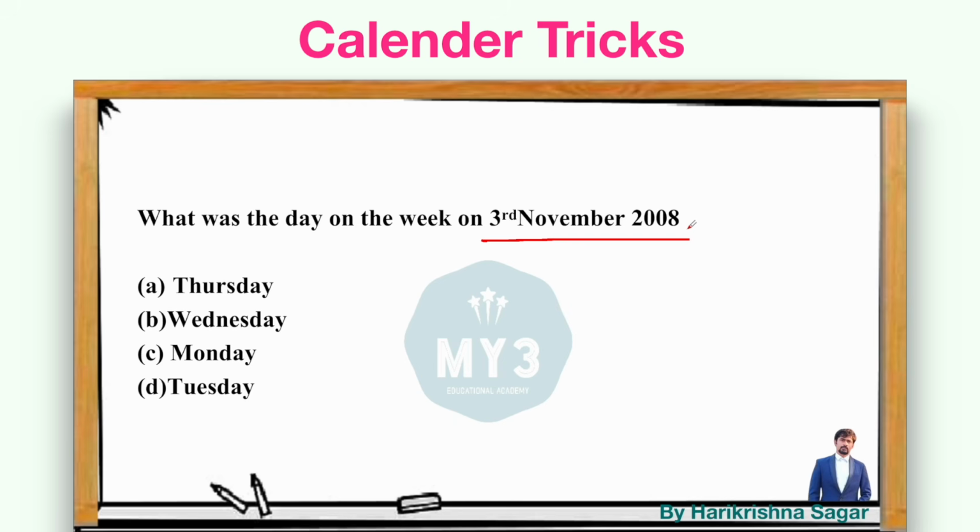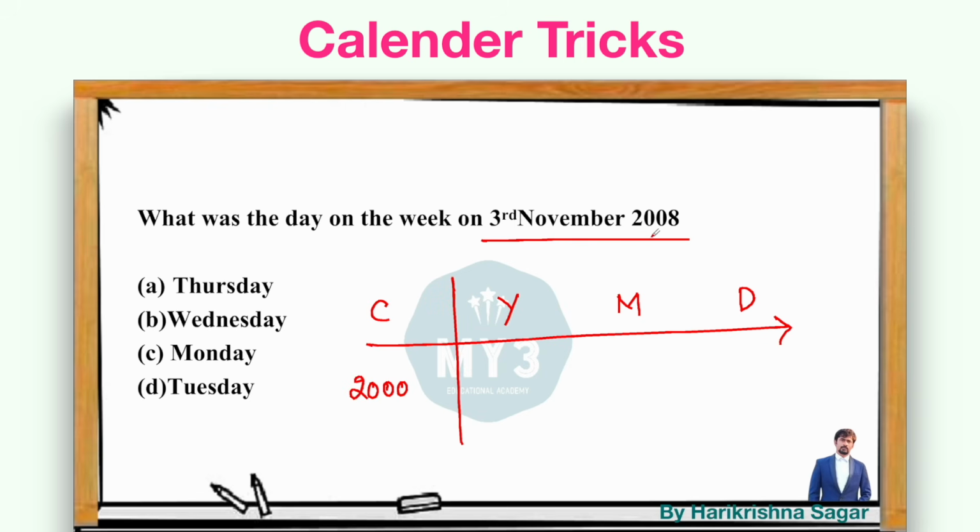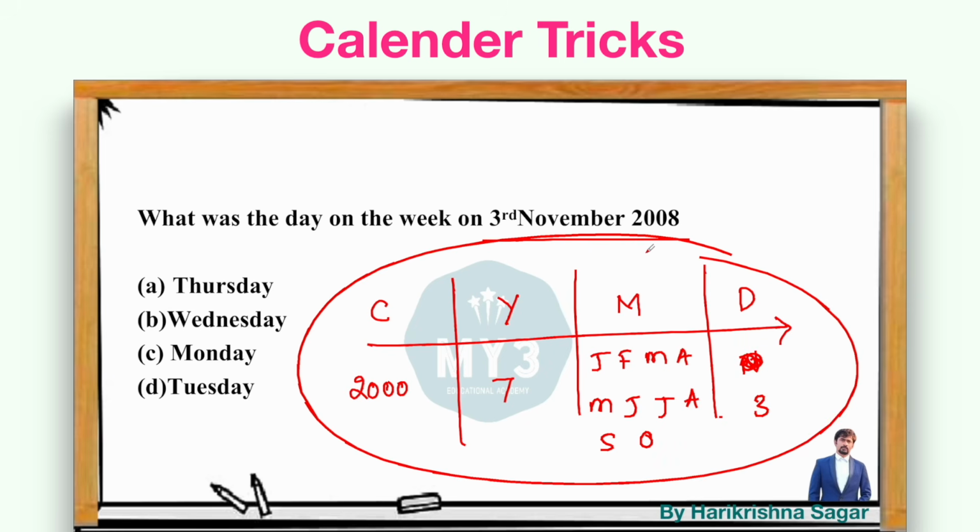3rd November 2008. First of all, go with the completed centuries, then the completed years, then the completed months, then the completed days. This is our day scale. In 2008, 2000 is a century completed, and 2008 is the present year. 7 years are completely over. And we are at November, which means January, February, March, April, May, June, July, August, September, October are completely over. Now you are in the month of November, that too on the 3rd.